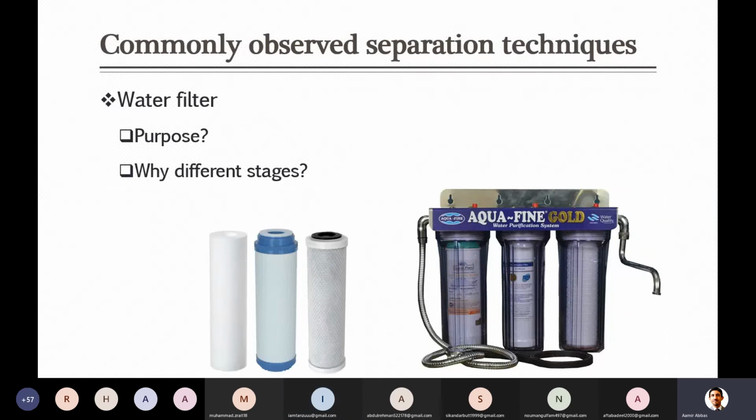Actually, I asked why different stages. Maybe some of you think that these all three are the same. No, they are not the same. They are different from each other, so they have different characteristics. For example, initially the first filter is usually used to retain the solid particles which are suspended inside the water.